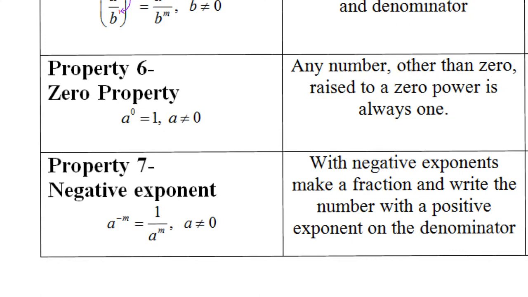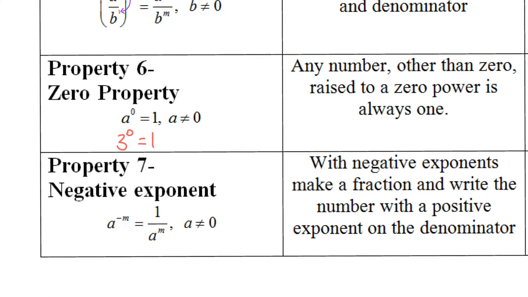If you guys have a number, let's say 3 to the 0 power, that's going to equal 1. Now a, or the number, the base, cannot equal 0 because you cannot have 0 to the 0 power, but anything else raised to the 0 power is 1.